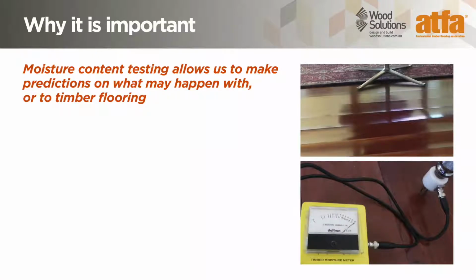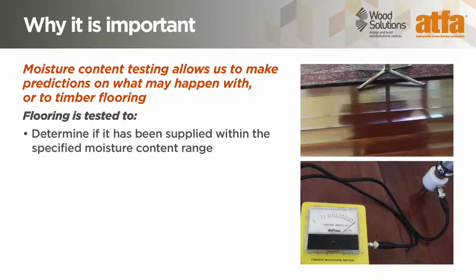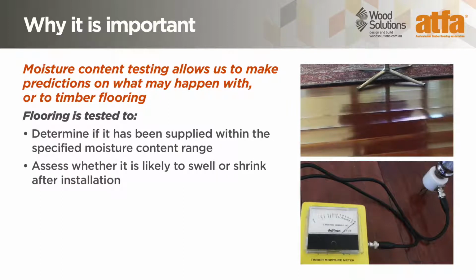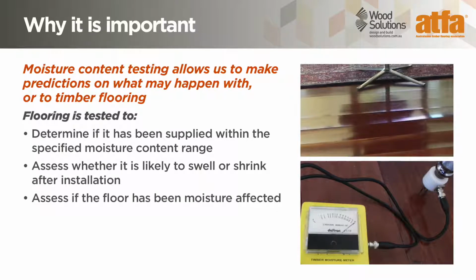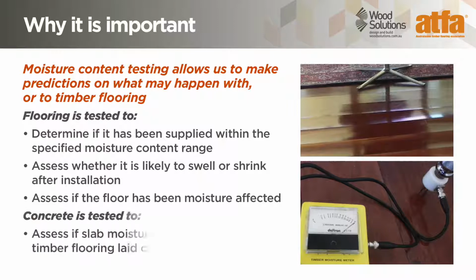10% moisture content. Timber flooring is moisture tested to ensure it has been supplied within the specified moisture content range, to assess whether it is likely to swell or shrink after installation, and assess if the floor has been moisture affected. With concrete subfloors, they are generally tested to assess if slab moisture is likely to affect the timber flooring laid over it. There are three ways of assessing the moisture content of timber. Each has its constraints or limitations.